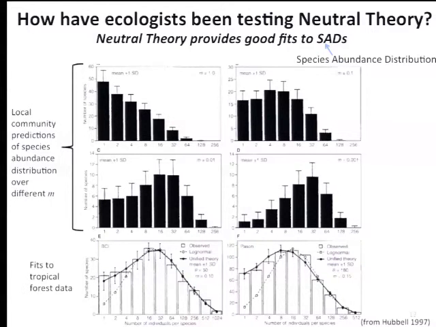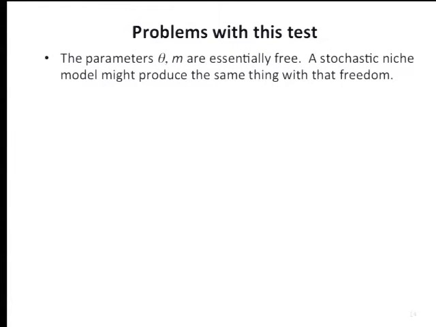And Steve Hubbell showed that he could get good fits to tropical forest data, including Barro Colorado Island, that's on the left here, when he allowed theta and m to be free. So what are problems with this kind of a test of neutral theory? Well, one is that the parameters theta and m are free, and one could argue that a stochastic niche model might produce the same thing with that kind of freedom.